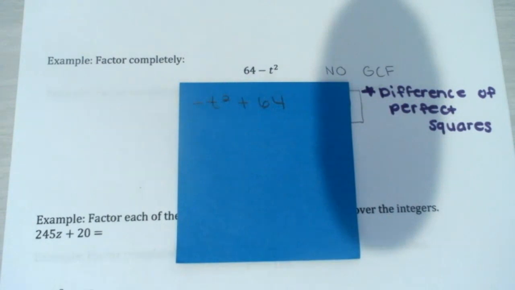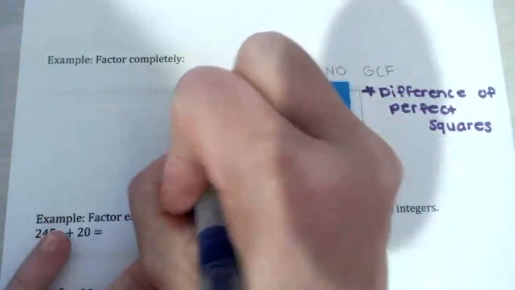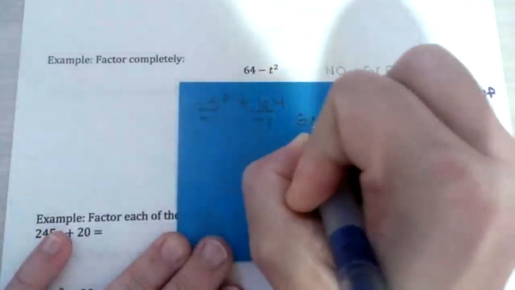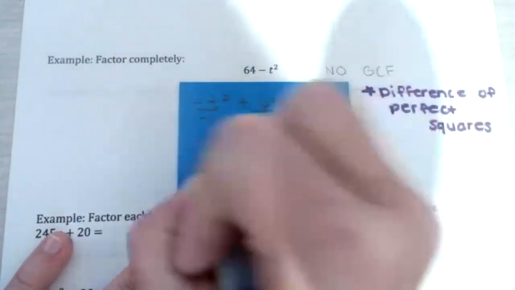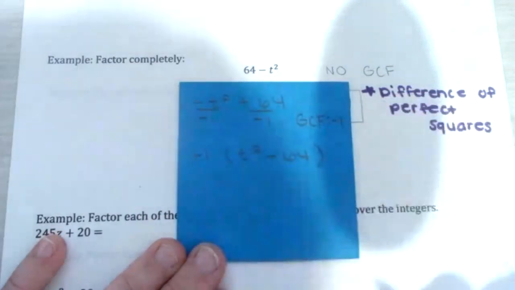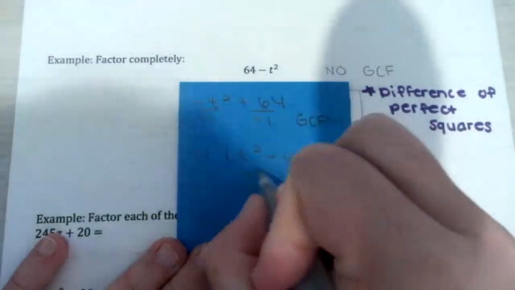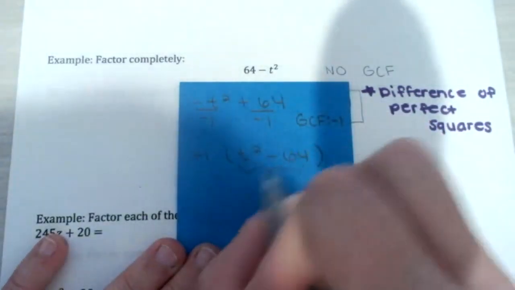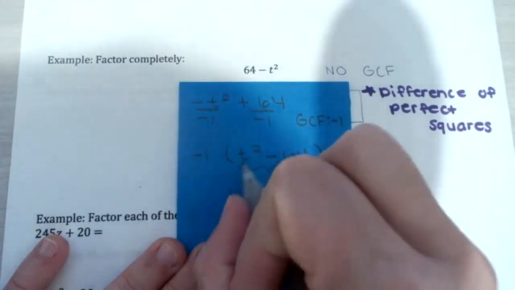So in this case, what really helps here is our GCF could be negative 1. So if we factor or divide out negative 1 as our GCF, we're left over with t squared minus 64. So now it's a difference of perfect squares. We're subtracting 2 perfect squares. We can go straight to our 2 factors.